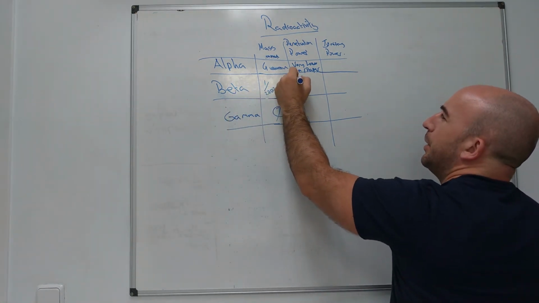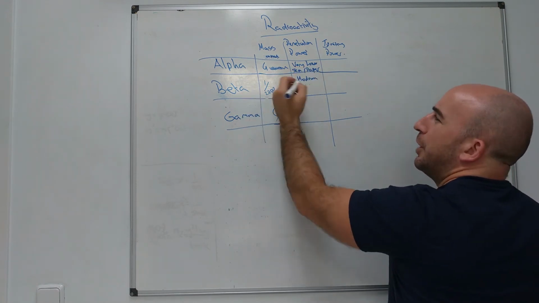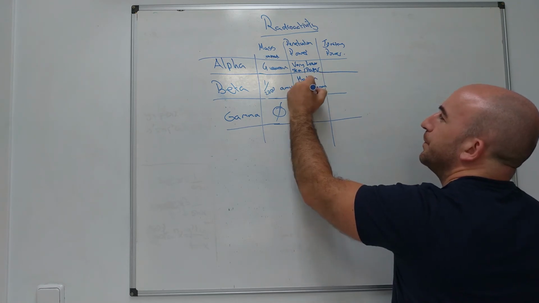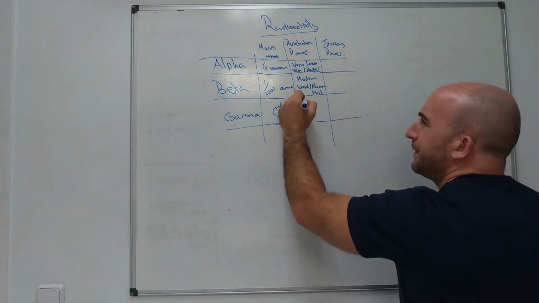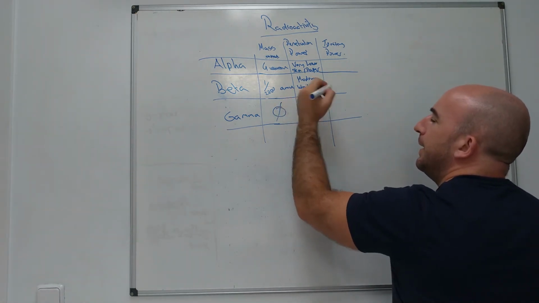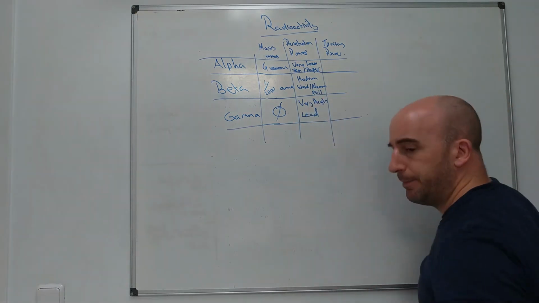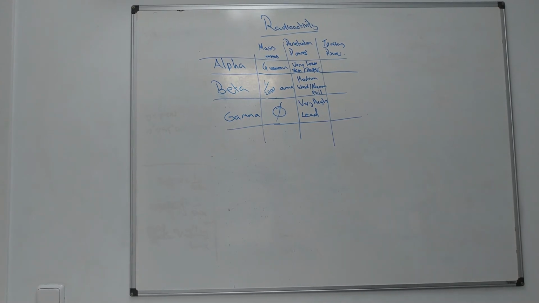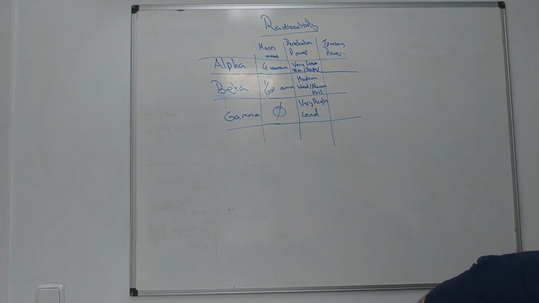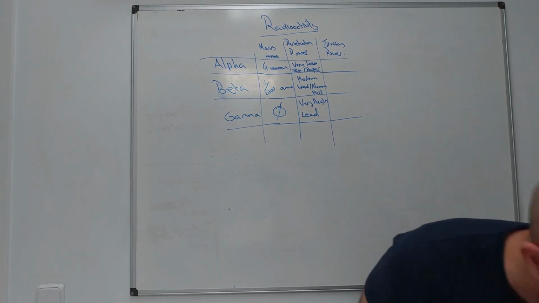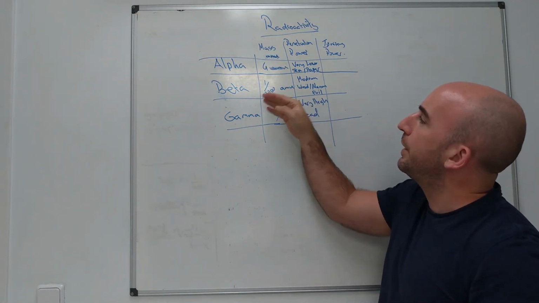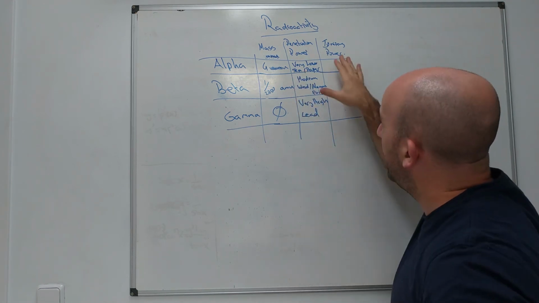Beta, it's got medium penetration power, and it's stopped, for example, by either wood or aluminium foil. Okay, and gamma has very high penetration power, and for example, it is stopped by lead. Okay, so if we talked about a piece of paper, a piece of paper would only stop the alpha; it wouldn't stop the rest of the particles, and lead would stop all of them, and wood would stop beta and alpha, for example.